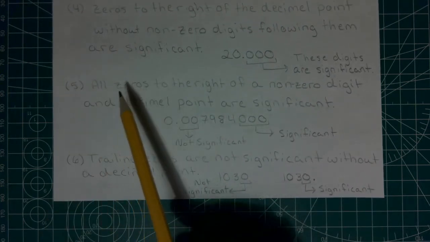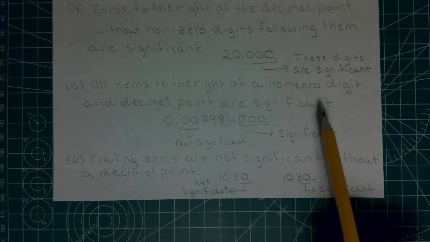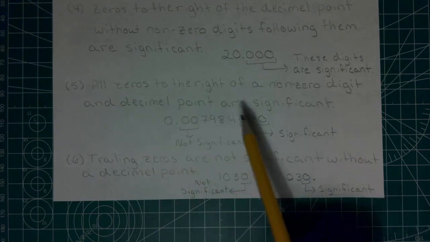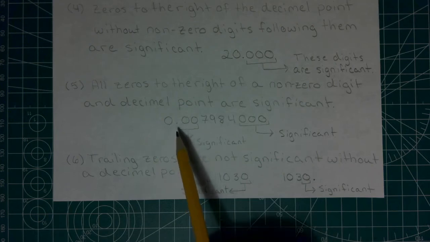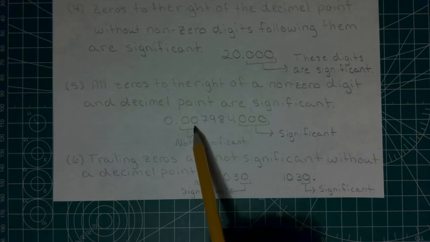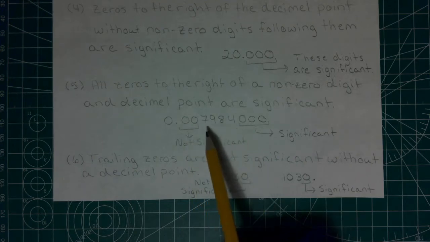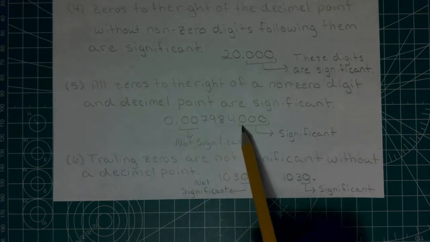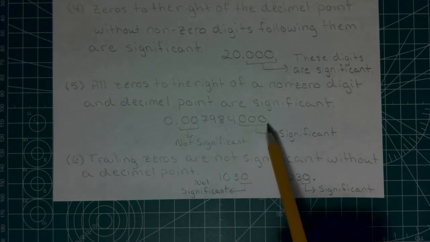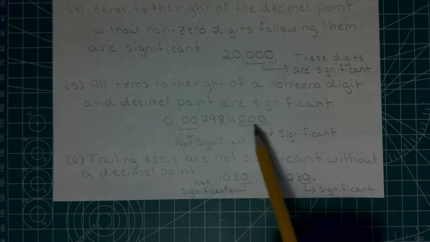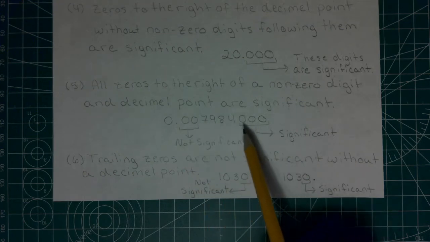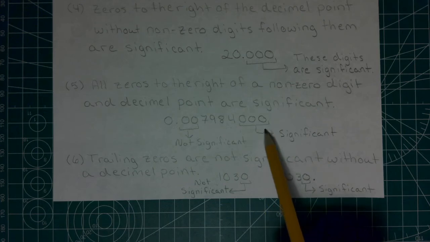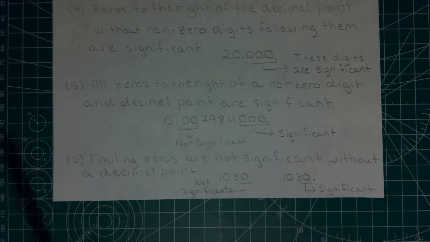Our fifth rule is that all zeros to the right of a non-zero digit and decimal point are significant. Okay? So if I have a number like this, we have this leading 0, that's not significant. We have these here, they're not significant. Okay? But then we write out some numbers, and again, these last zeros, well, those are significant. I didn't need them to write this number out, and for it to be correct, I added them at the end because I knew that those were zeros.